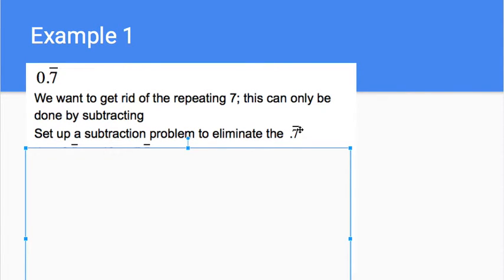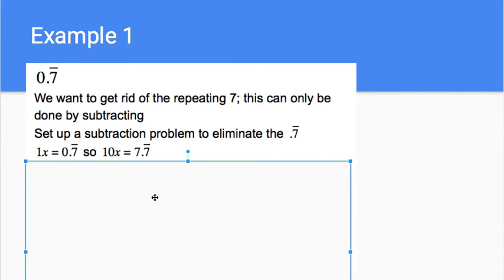Now, we want to set up the subtraction problem to eliminate the repeating 7. We're going to do it like this. 1x equals 0.7 repeating, where x is equal to 0.7 repeating. So 1 times 0.7 repeating is 0.7 repeating. That means that 10x is going to be 7.7 repeating. All I've done is move my decimal point 1 place to the right. So 1, move the decimal point 1 place to the right, I get 10. 0.7 repeating, move my decimal point 1 place to the right, I get 7.7 repeating.